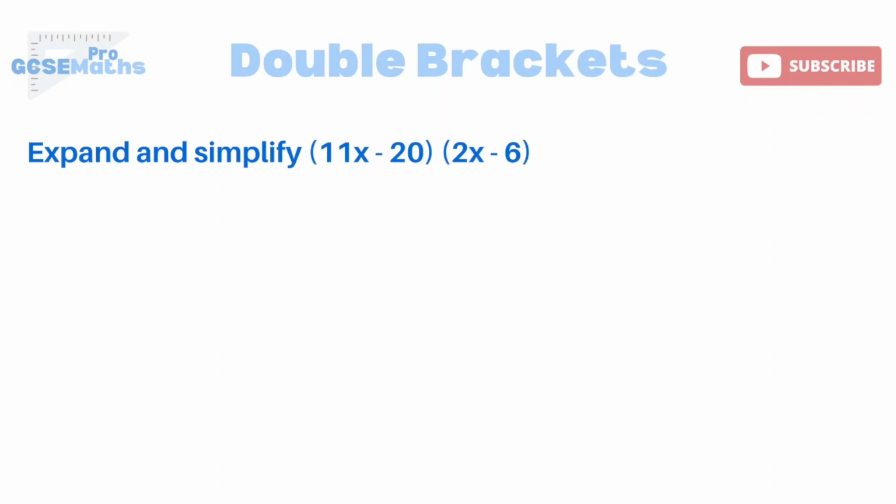Okay, all of these examples are now the same, we're just using different numbers and a different combination of positives and negatives. So pause the video, give this a go, and then check your answer afterwards. So I'm going to do 11x times 2x, which will give me 22x squared. 11x times minus 6 will give me minus 66x.